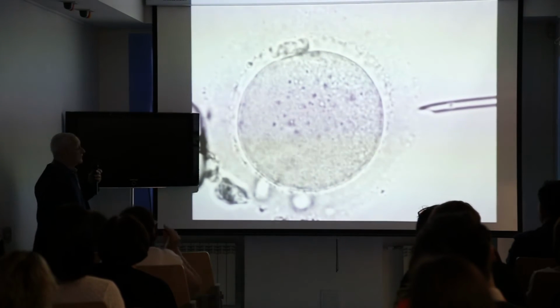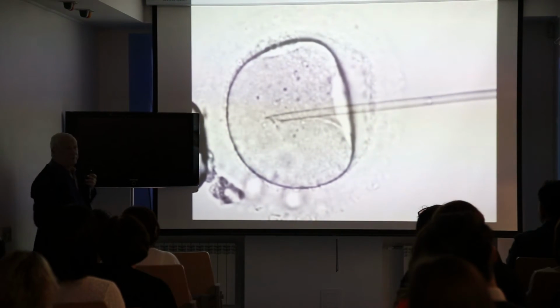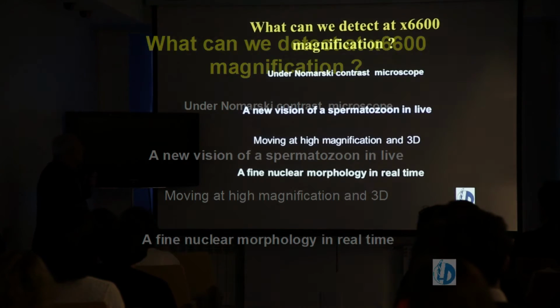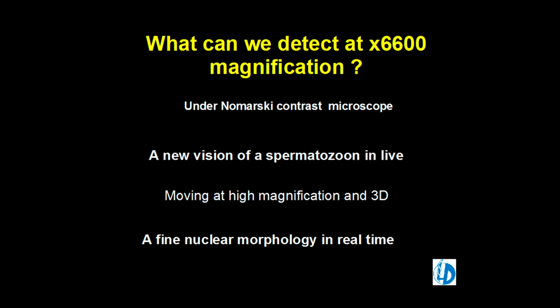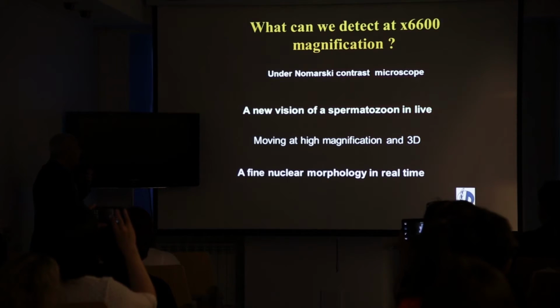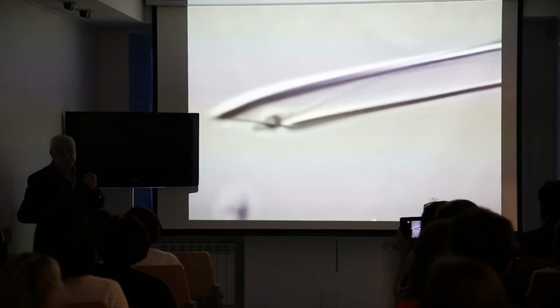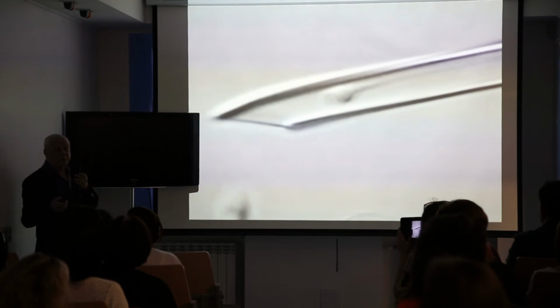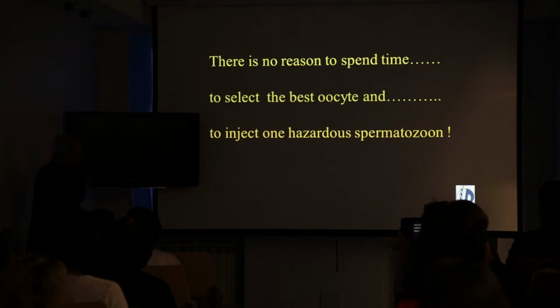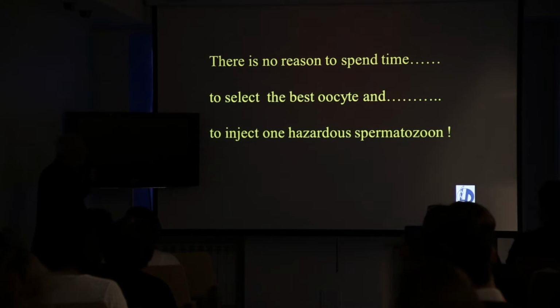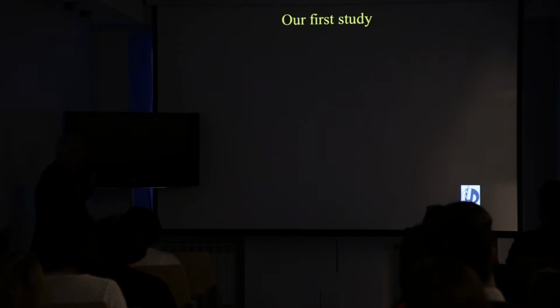Now, this is what you are doing every day with normal sperm, looking for normal sperm at low magnification. Now, what is the high magnification? It's another nanoscale system with a new vision of the sperm moving in 3D, and you can see it's absolutely a new vision. It looks nice, but it's not enough. It's more important if you can choose which one. And like I told you just before, it's not necessary to spend a lot of time to select the best oocyte and then inject just any other sperm.